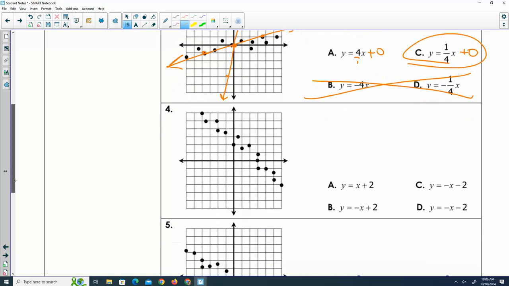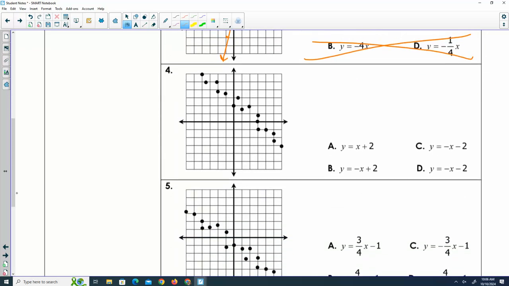If I look at number 4, positive or negative? It's a negative slope because it's falling. So I can automatically mark off the ones with a positive slope, which is just A on this one. Okay. When I look at this, if I started graphing these lines, C, that has a y-intercept of -2. Slope is -1, so down 1, over 1. Is that close to my line?